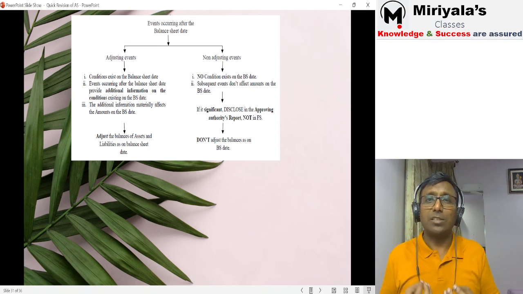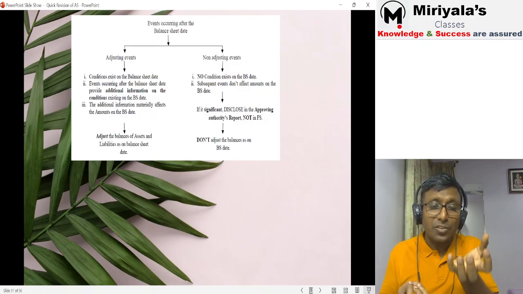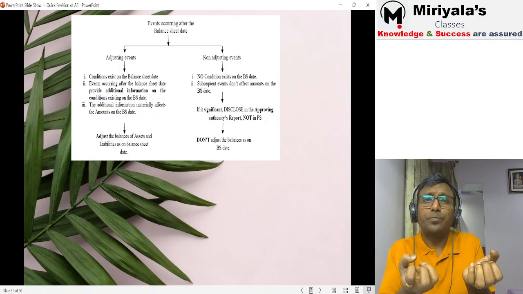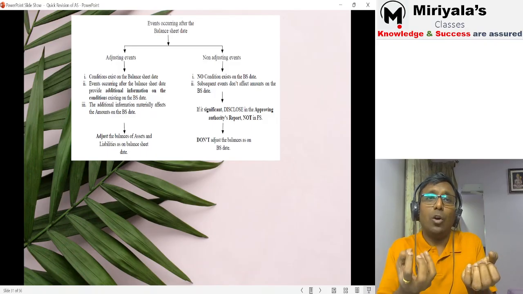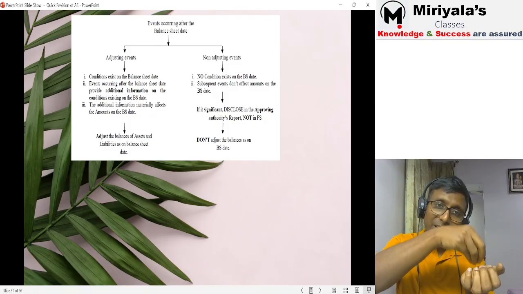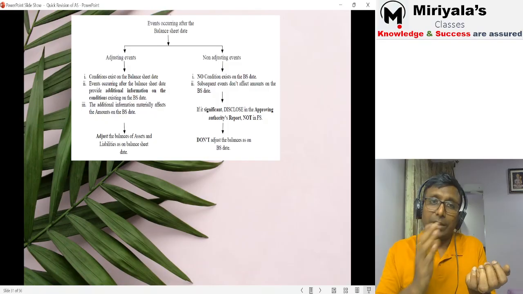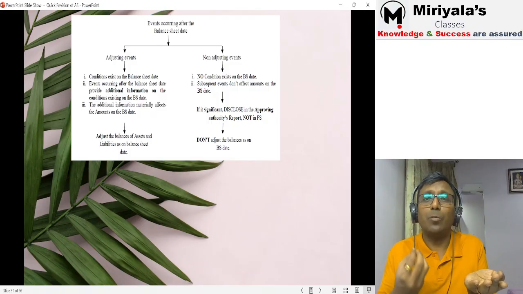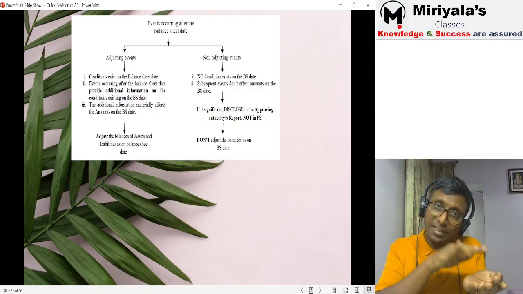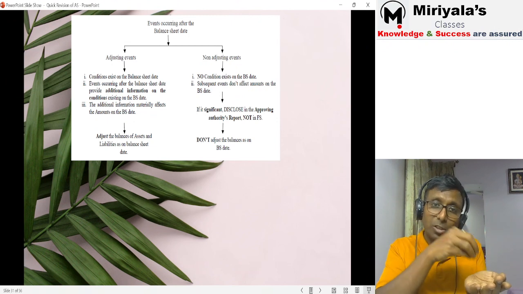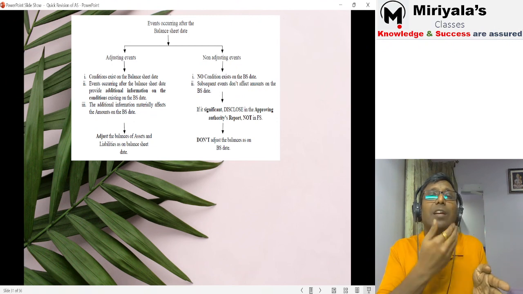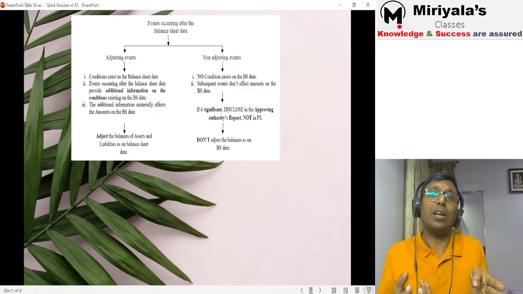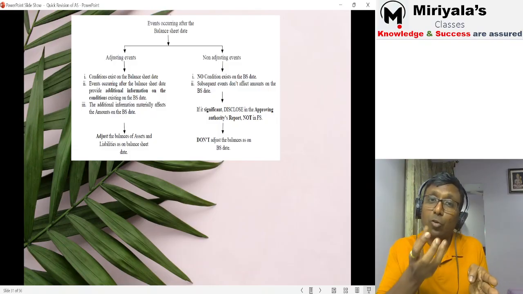Adjusting events are situations or conditions which already existed as on the balance sheet date. The events occurring after the balance sheet date give additional information with respect to the conditions which were already lying on 31st March. Suppose there was a case, and subsequently the judgment has come that we are supposed to pay the money. The case was already there as on 31st March; we were not aware. I was liable, but I was thinking that I was not liable. Or I made a provision for bonus of 100 crore rupees, but subsequently I paid 150 crore rupees. So 50 crore extra I have paid.